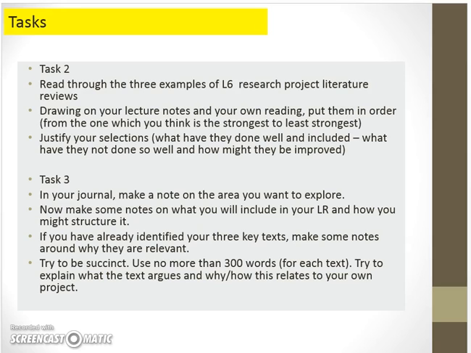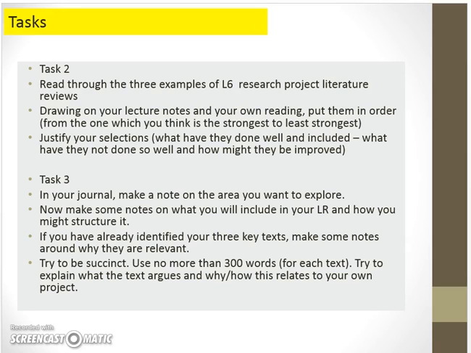Once you have completed that, the final task: in your own research journal, identify the area or areas that you are interested in focusing your own research project on. Once you've done this, make some notes on what you might include in your literature review and how might you structure it. If you have already identified your 3 key texts, make some notes around why they are relevant to your study.